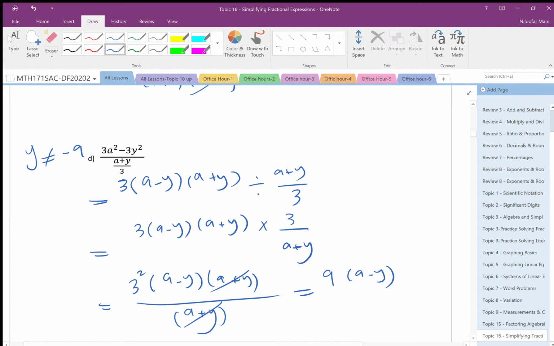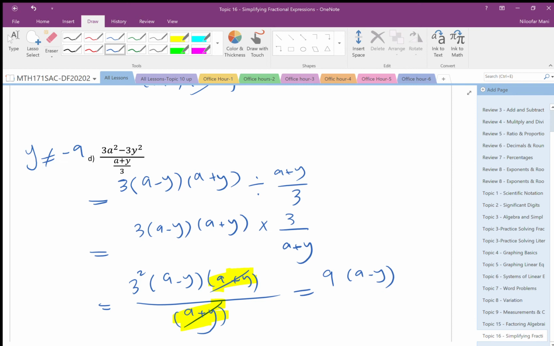Also, what do I have here? When I cancel this and that, look at this. When I cancel this and that, mathematically, if I ask you, when you cancel top and bottom, when you have something top, the same thing bottom, when you have common and you cancel, what are you doing mathematically? Mathematically, you are dividing top and bottom. You are dividing top and bottom with a plus y.